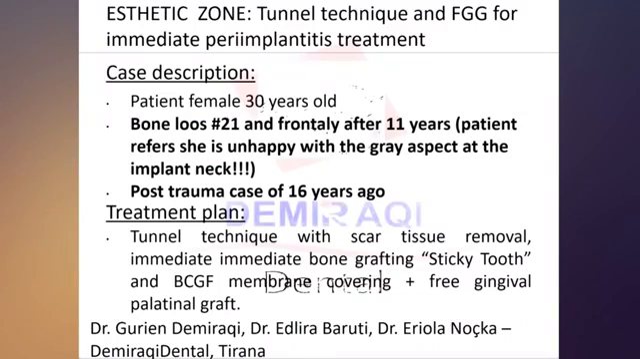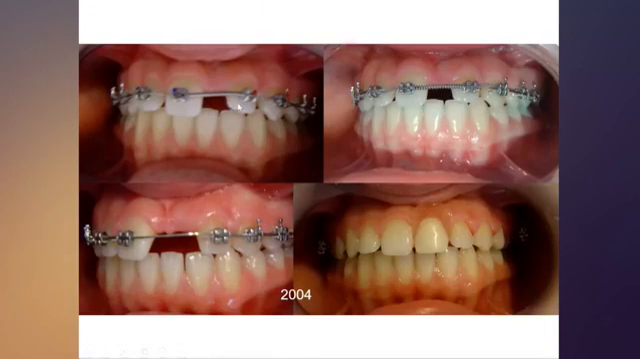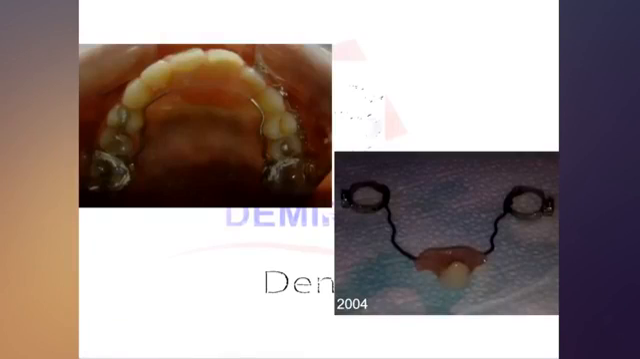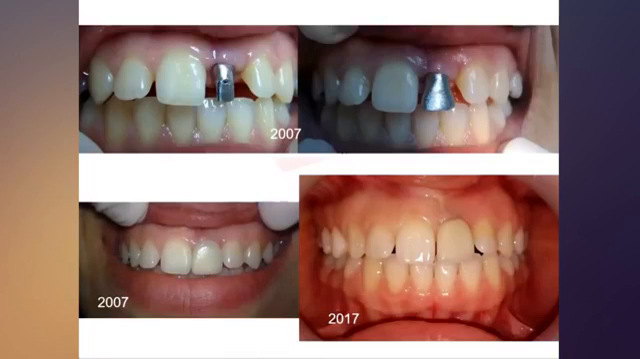A couple of cases of periimplantitis. A patient of mine, 30 years old, known her since 2004, with this situation here. After orthodontics, we created space here to place an implant. In 2004, this was the solution that was given to close that space because of the young age of the patient. A TMI implant was placed. At the time, not as good, but not as bad a solution. We are talking about 2007. Now our knowledge and experience is much different.